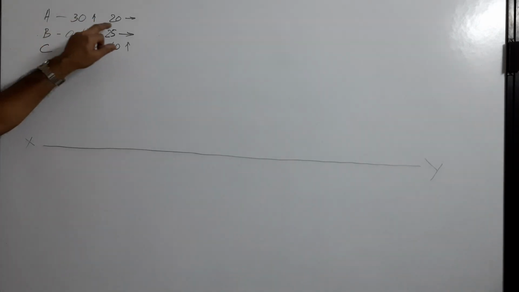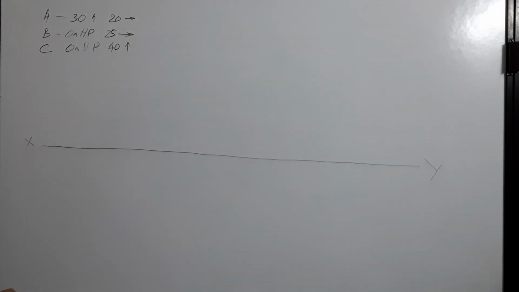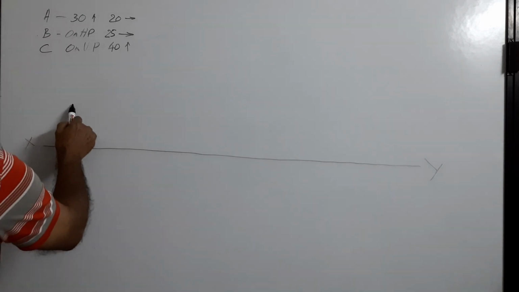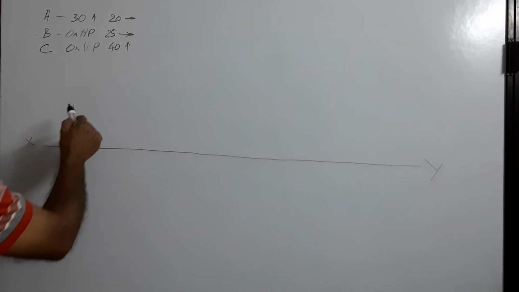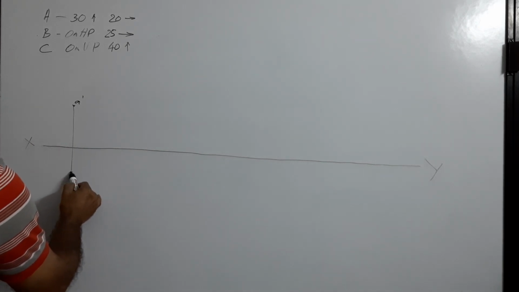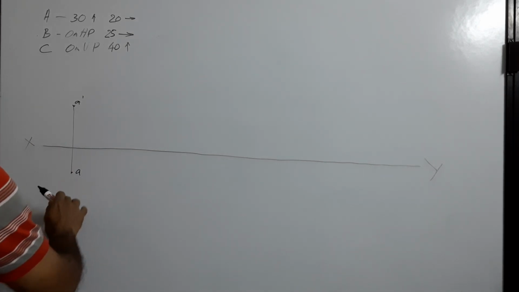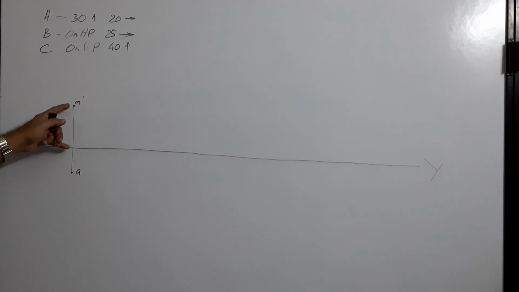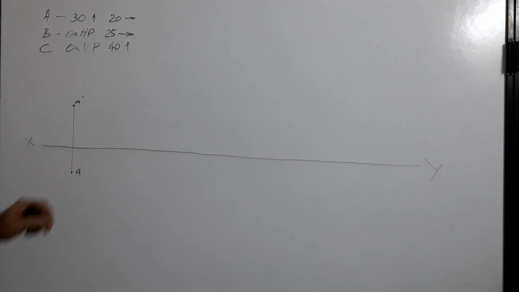A is 30 mm above HP and 20 mm in front of VP. Which quadrant is A? Above HP, in front of VP, first quadrant. I draw a projector. 30 mm above I locate A dash, and 20 mm below I locate A. The projector is drawn first, a very light line, on which 30 mm above is A dash, 20 mm below is A.